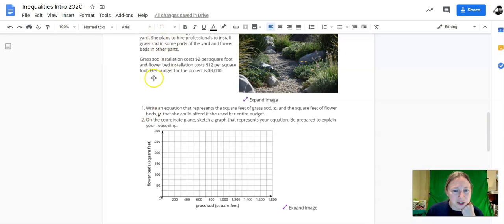In this situation, so there's a homeowner that wants to install grass sod and flower beds, and I'm going to grab my pen so I can draw. I'm going to pick a color. Sorry, give me a moment.